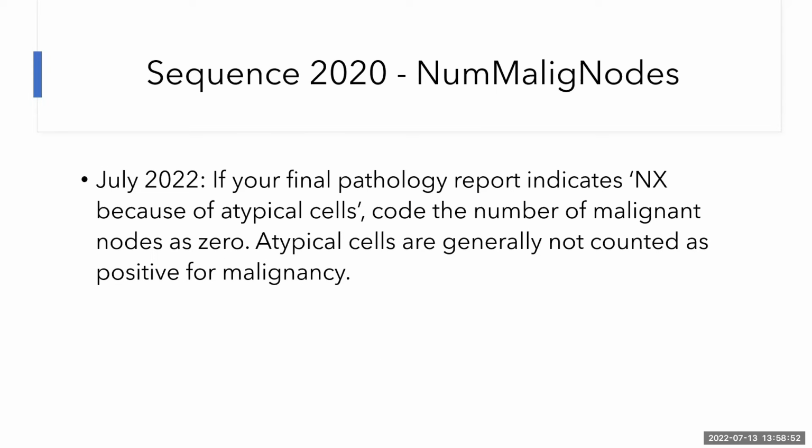Sequence 2020, number of malignant nodes. If your final pathology report indicates NX because of atypical cells, code the number of malignant nodes as 0. Atypical cells are generally not counted as positive for malignancy.